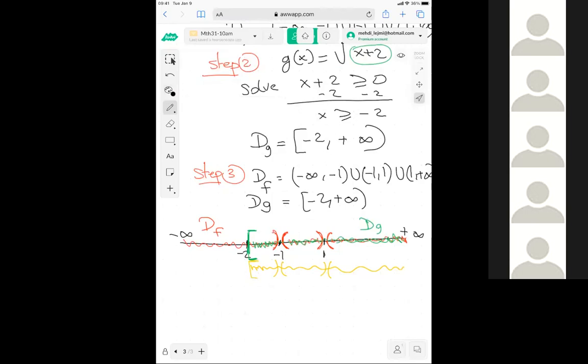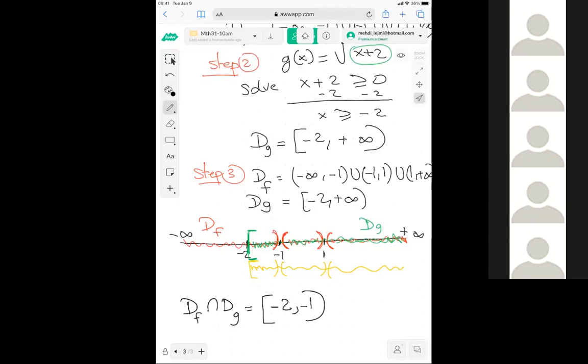So it should be the domain of F intersected with the domain of G. We start at negative two, and it's included, because it belongs to the domain of F and also the domain of G. Now we go from negative two to negative one, because we have to exclude negative one. Negative one is not in the domain of F, so it means it's not common to F and G. So it's not a common value to both domains.